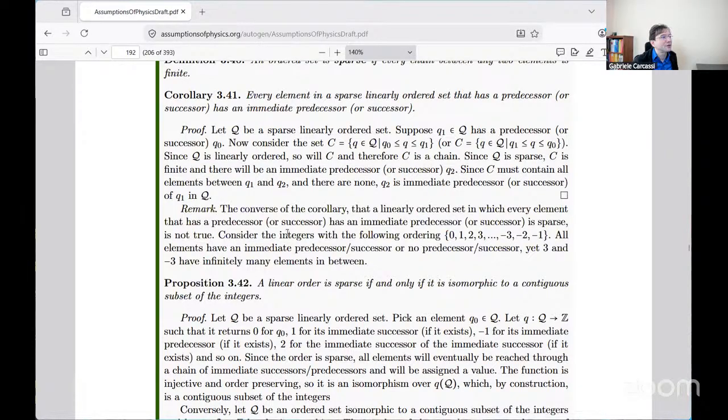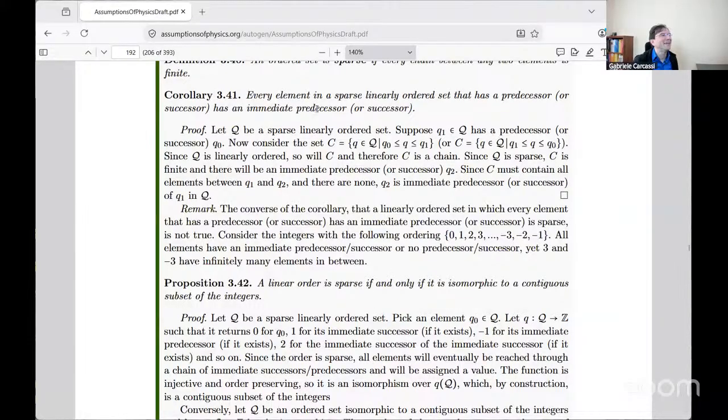So for example, consider the integers with the following order. You first put all the non-negative ones, and then you put all the negative ones. And so you put the infinity in the middle. Right? So every non-negative is always before every negative, and every negative is always after every non-negative. So all elements have an immediate predecessor and successor, or no predecessor or successor, like the 0 and the -1, yet 3 and -3 have infinitely many elements in between. So these are always the fun things with infinity, that you can find an interesting counterexample.